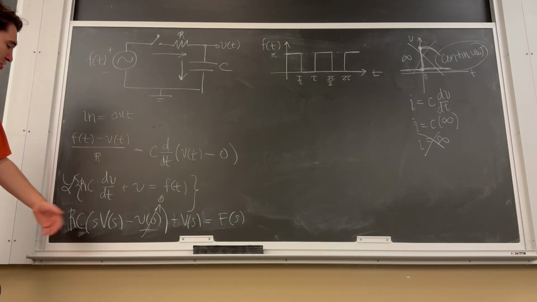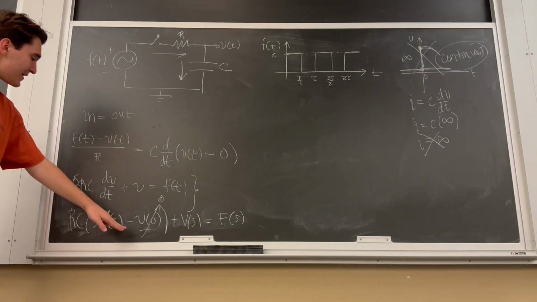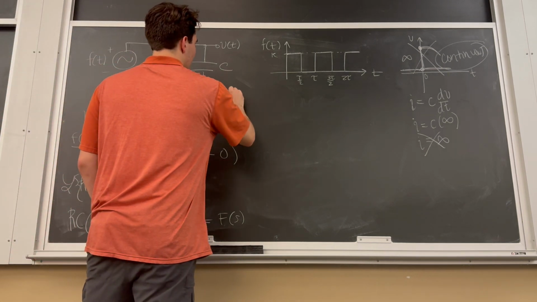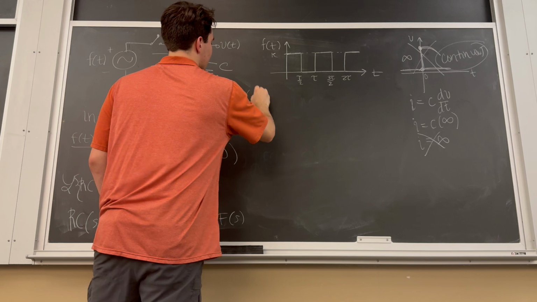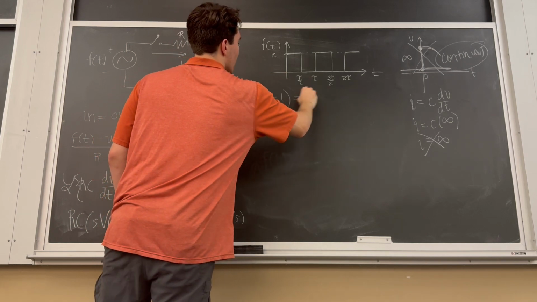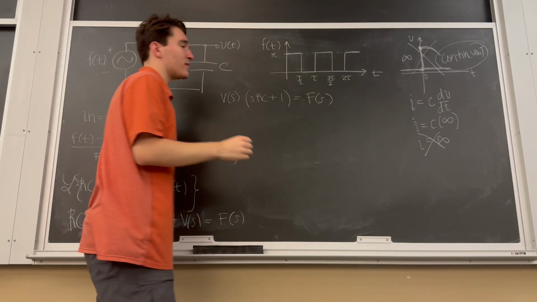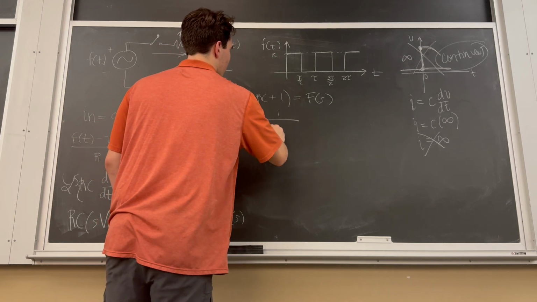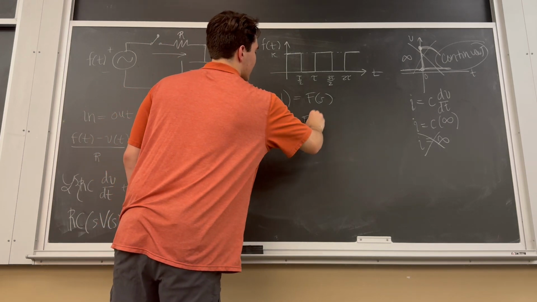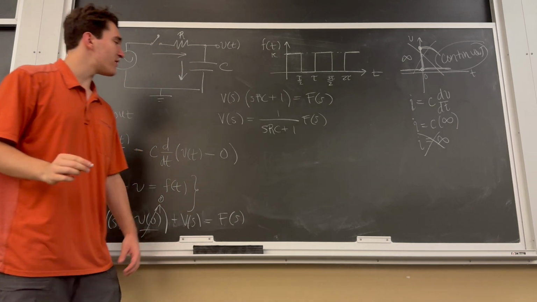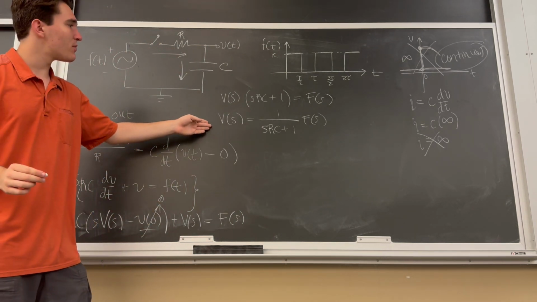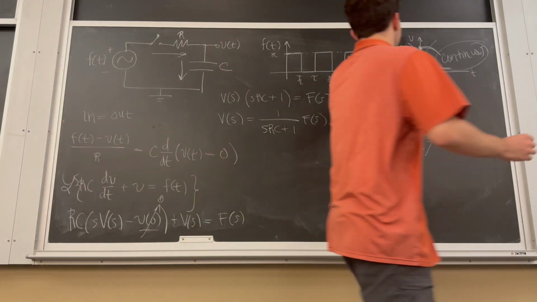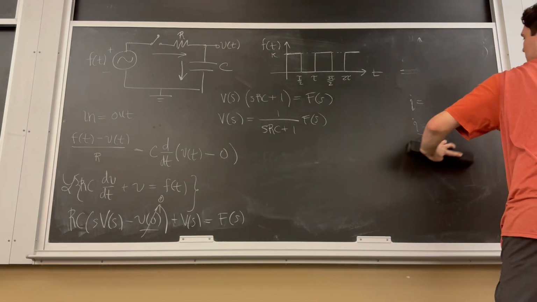So we can allow this initial condition to go to 0 just based on that basic logic we just used over there. Then we can, of course, isolate V of s more easily. We're going to find that V of s times SRC plus 1 equals the Laplace transform of the forcing function. And finally, this implies that 1 over SRC plus 1 times the Laplace transform of the forcing function equals the Laplace transform of the voltage at the node of interest. Let me just erase this over here in case we need some extra space.